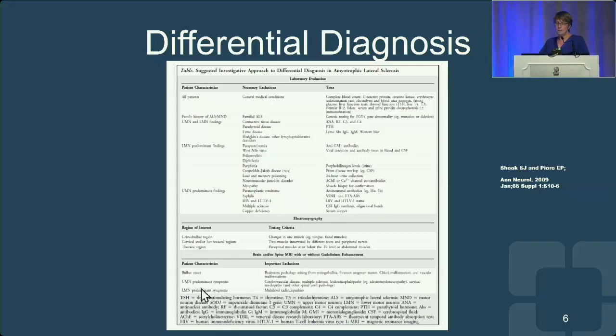Then the other thing down here is talking about other non-laboratory kinds of things to consider. So mostly thinking about imaging studies. So looking at MRI scans to rule out brainstem pathology, high cervical cord lesions, multifocal radiculopathies as reasons why people might have the clinical presentation that you're seeing.